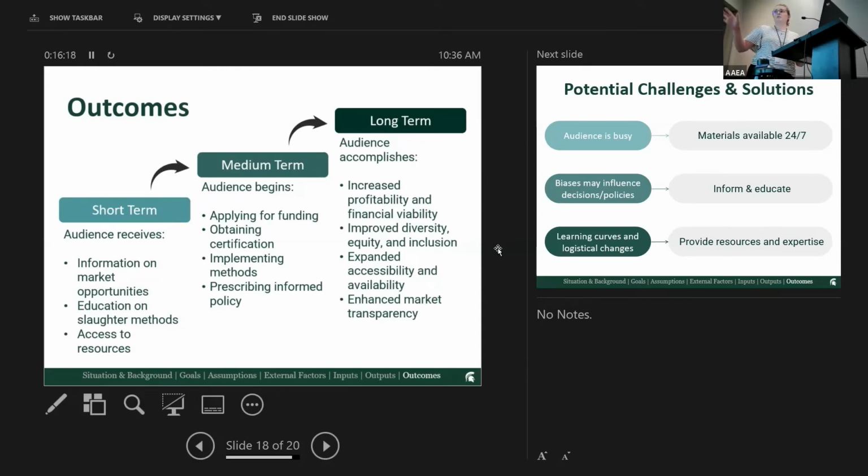In the medium term, the audience will hopefully begin applying for funding if that's something that they need, obtaining certification, implementing the slaughter methods in their organization, and, in the case of policymakers or community groups, prescribing informed policy.